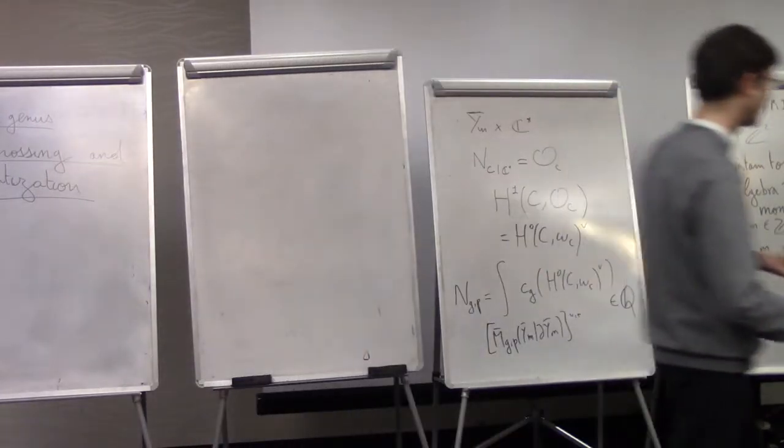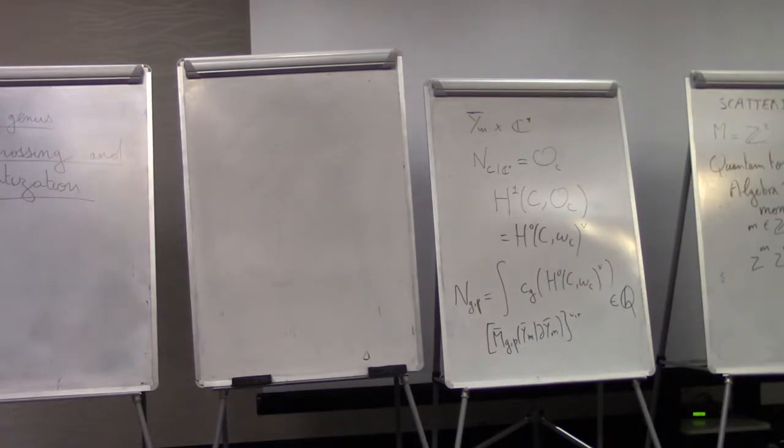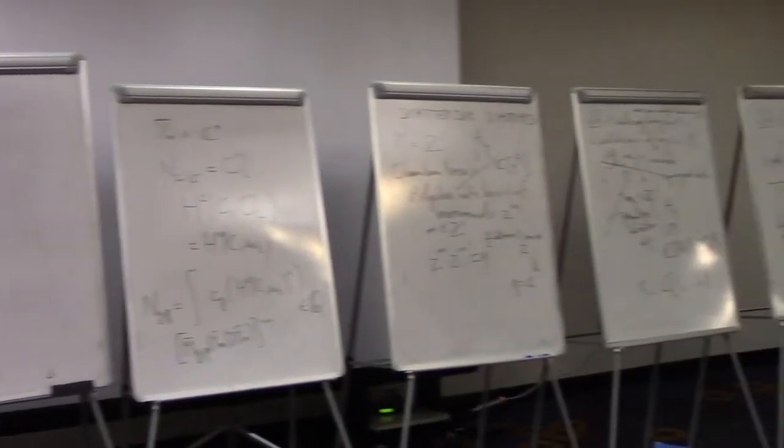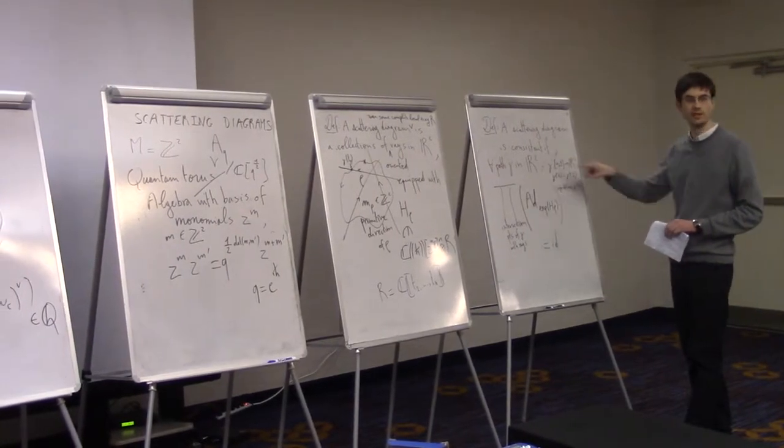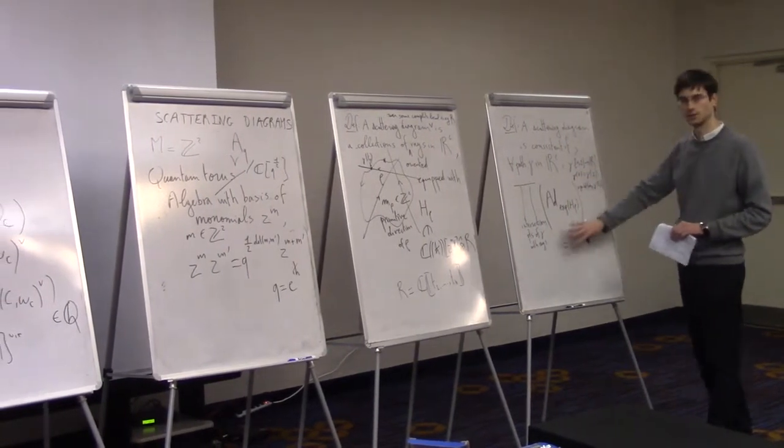Okay, so maybe the most familiar story in dimension 2 of scattering diagrams from mirror symmetry is what you consider, essentially Poisson automorphisms of the usual tori. And this story is a kind of classical limit of this story.